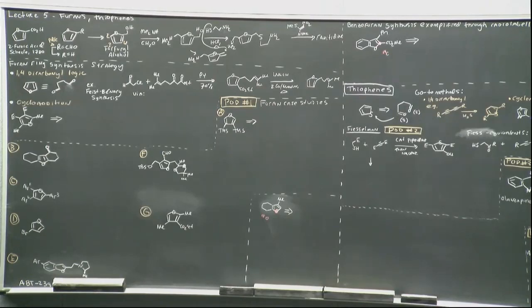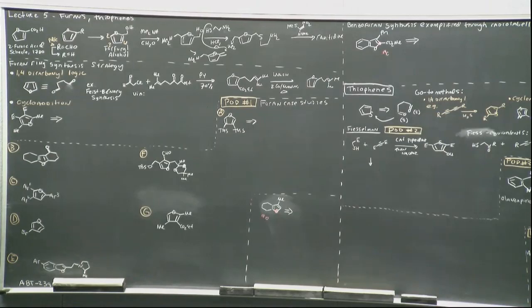The first one is basically problem of the day number one from yesterday. 1,4-dicarbonyl logic. So we can use what we learned yesterday to derive a lot of furan syntheses. The same thing we talked about yesterday, where we have 1,4-dicarbonyls that you add an amine to and you make a pyrrole. Same thing. Just don't add the amine. Treat it with acid instead, and it will gracefully transform itself into a furan.